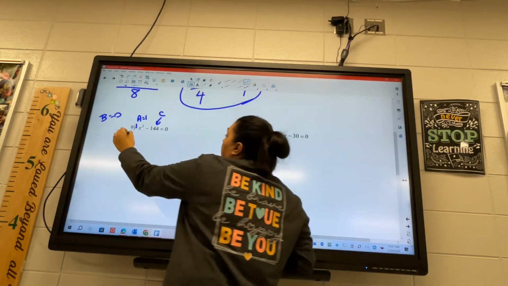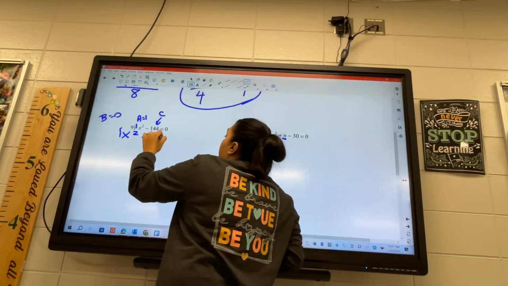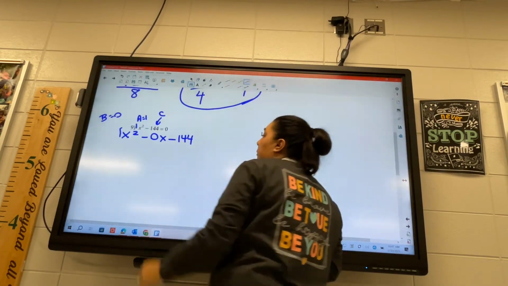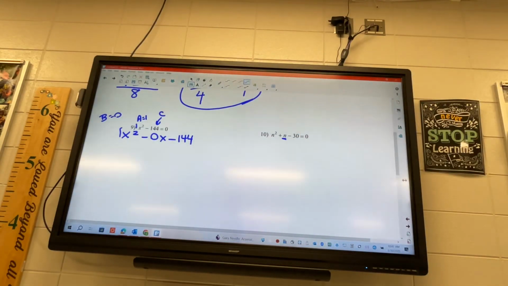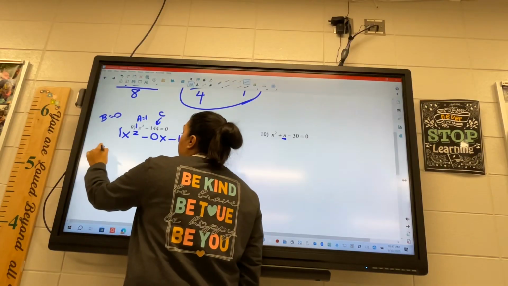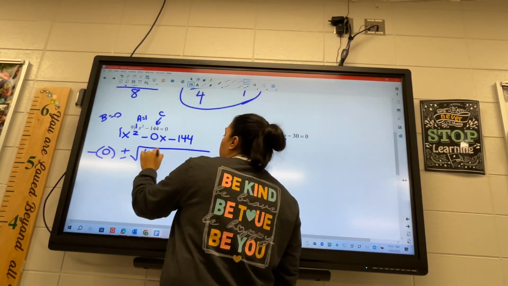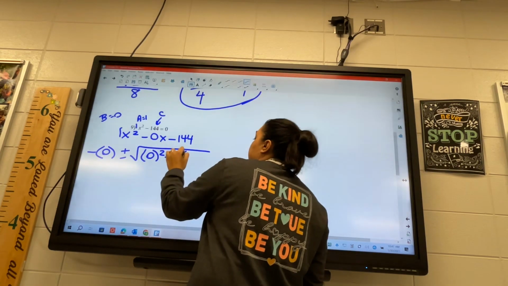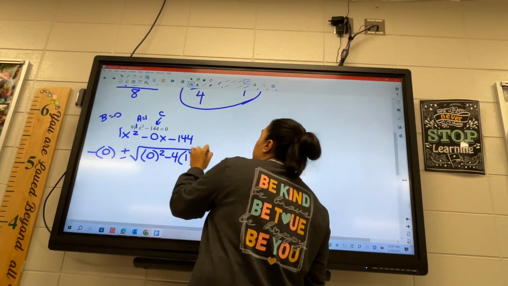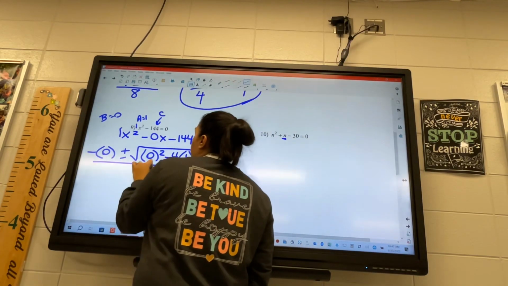So the equation really kind of looks like this. 1x squared plus 0x minus 144. That's really what our equation looks like. Okay? And after that, it's the same. So we're going to say negative b plus or minus the square root of b squared minus 4 times my a, which is 1, times my c, which is negative 144, all over 2 times my a, which is 1.